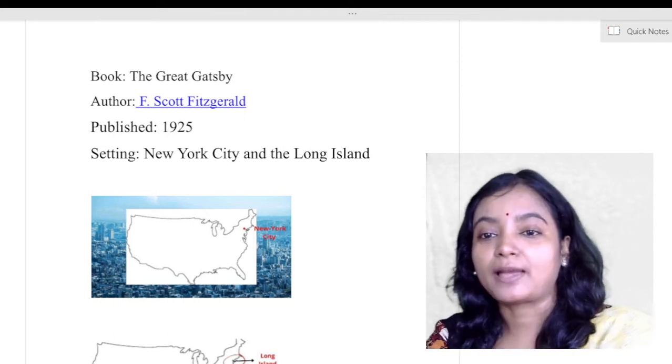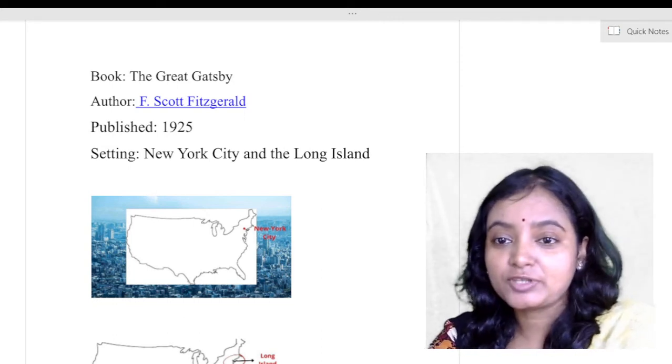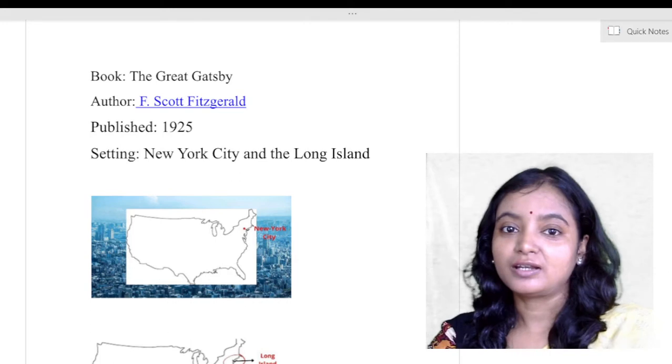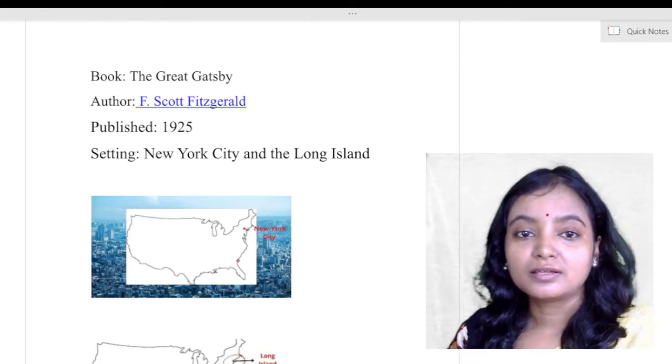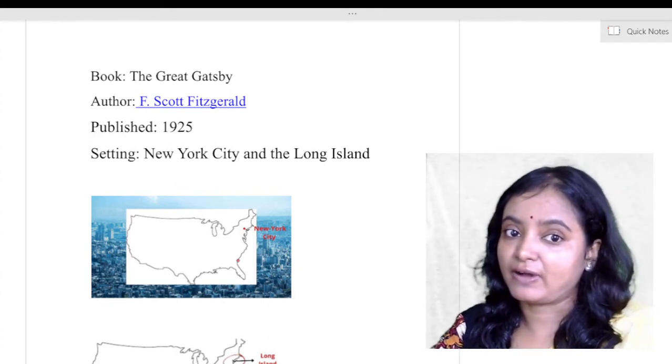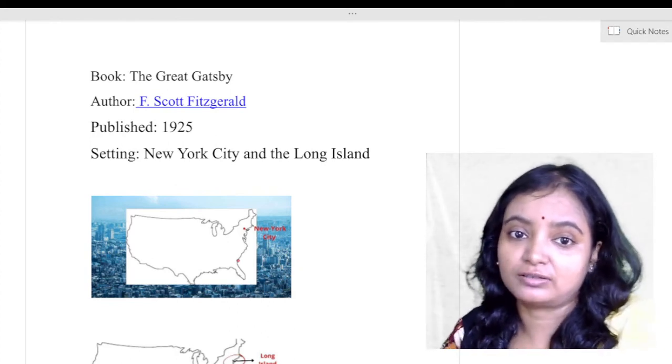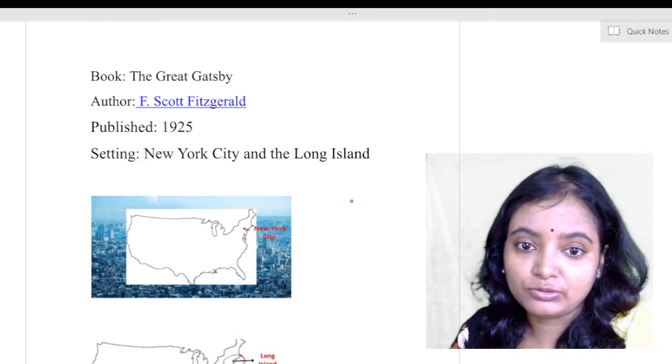Today we are going to talk about The Great Gatsby by F. Scott Fitzgerald. Now have a look at the setting and the date of publication. The novel was published in 1925 and the setting is New York City and Long Island. Have a look at the map.